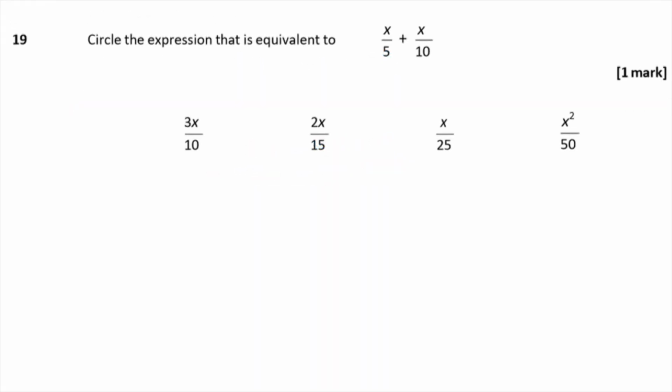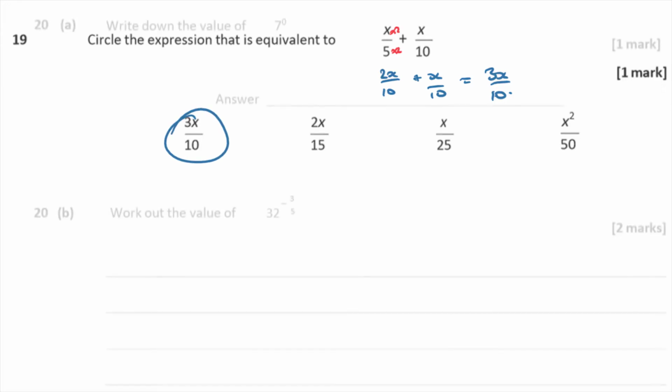Question 19. Circle the expression that is equivalent to x over 5 plus x over 10. Now, when you're adding fractions together, you need the same denominator, don't you? So I can do that by timesing top and bottom of this first fraction by 2. So that's the same thing as 2x over 10 plus x over 10. So then I just add the numerators, don't I? It's 3x over 10. So it is that one there.